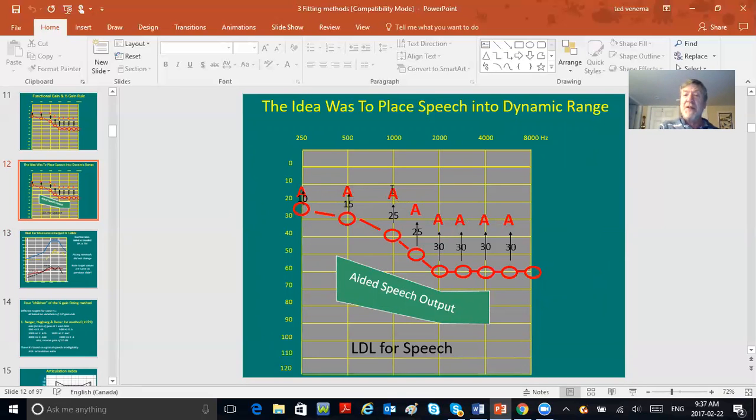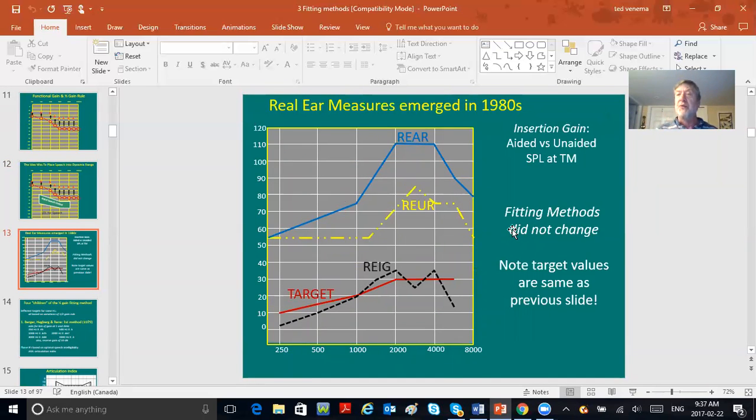Okay? So this might be the target where you would want your aided thresholds to be when you used functional gain, which was raising a hand when you heard the tone under headphones, and then raising a hand when you heard the tone with the hearing aid on in a sound field, and comparing the two thresholds. Functional gain, and your target may have been half the degree of the loss. Well, now you're talking insertion gain with real ear. And again, you might be looking at half the degree of the loss if your fitting method was the half gain rule. Okay, so the fitting method didn't change. What changed was the method whereby you verified or proved that the fitting method was matched.